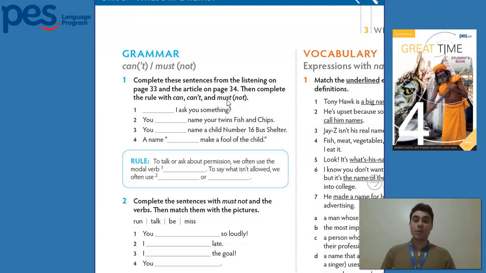All right, very good. Could you complete these sentences? Was it difficult to remember? Did it ring a bell? Like, I know this sentence over here. I hope yes.